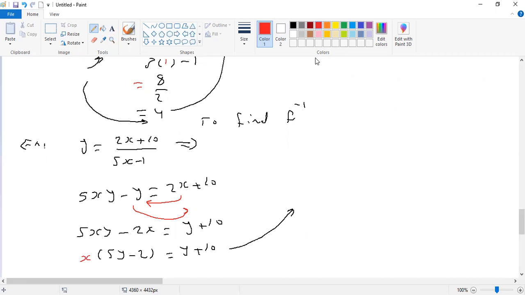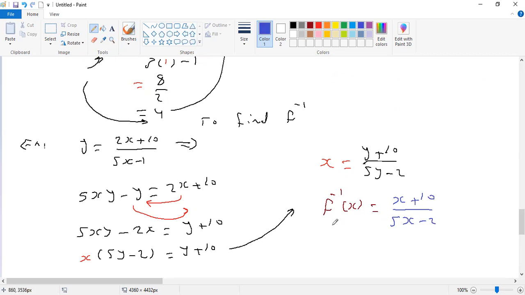So now what is the x? The x is y plus 10 over 5y minus 2. So what is now the inverse? So f inverse of x equals what? Now write it in terms of x: f inverse of x is x plus 10 over 5x minus 2. This is the inverse.